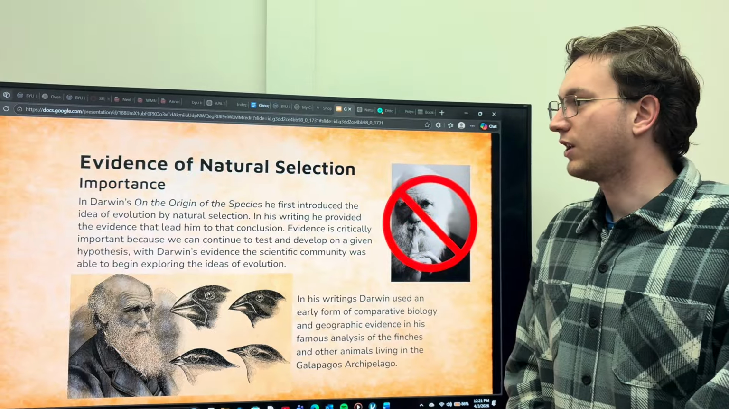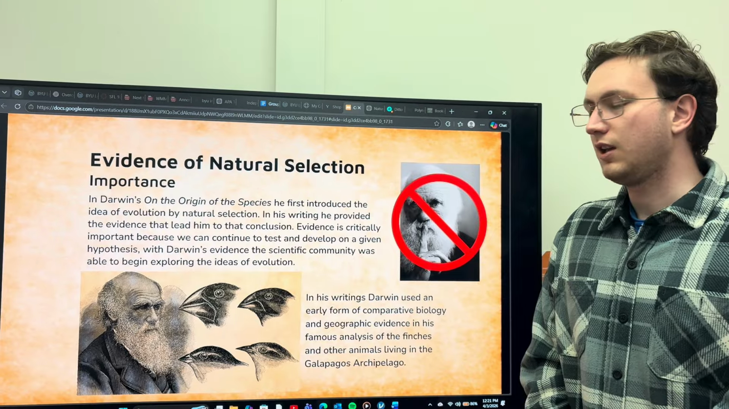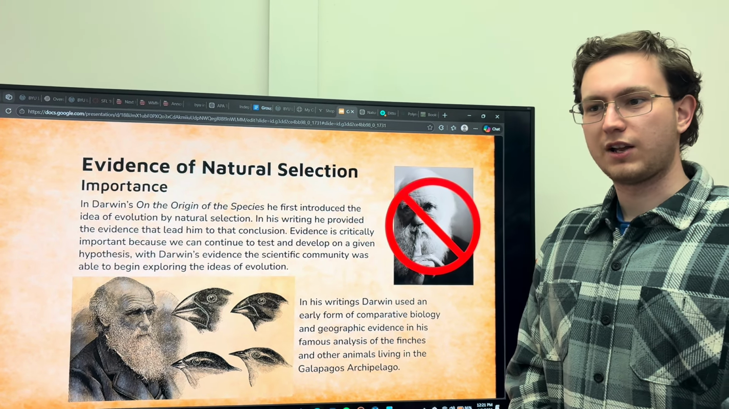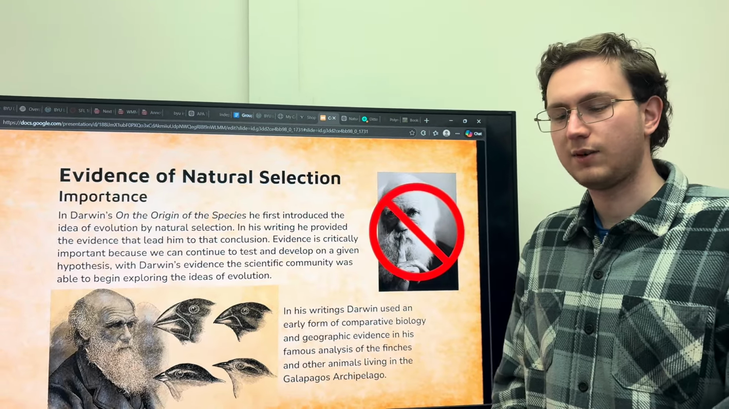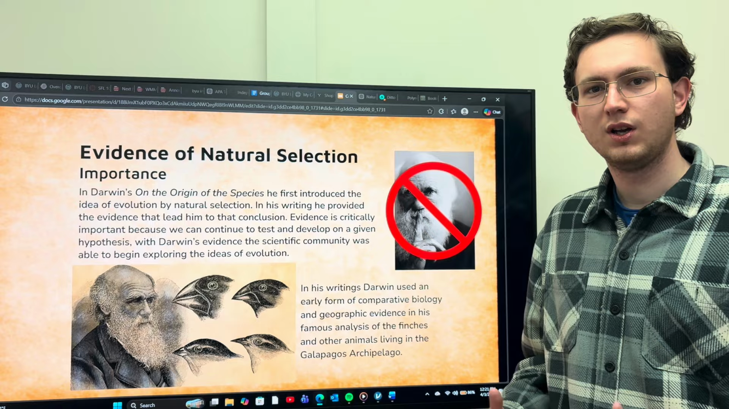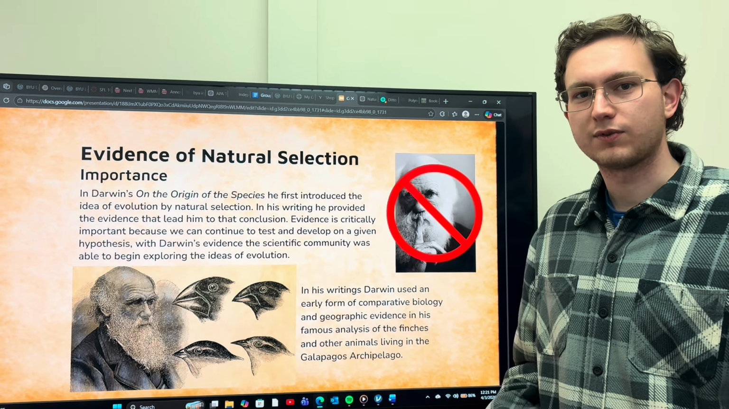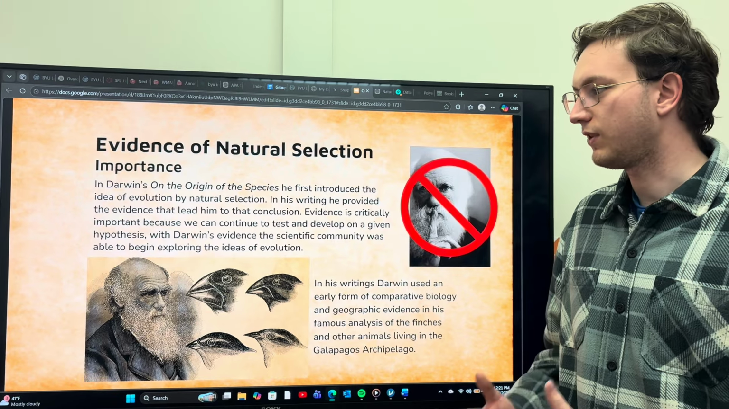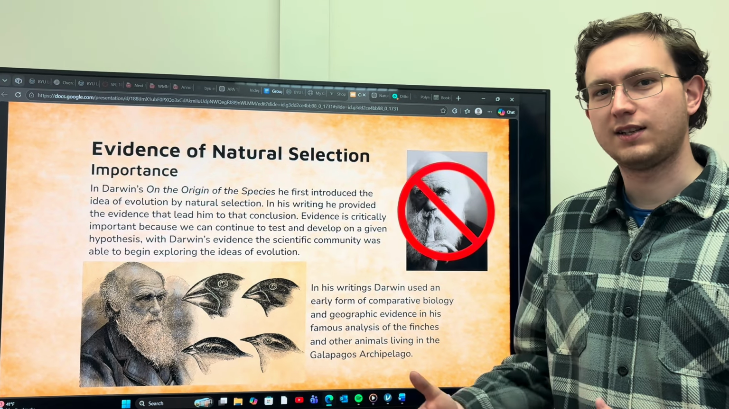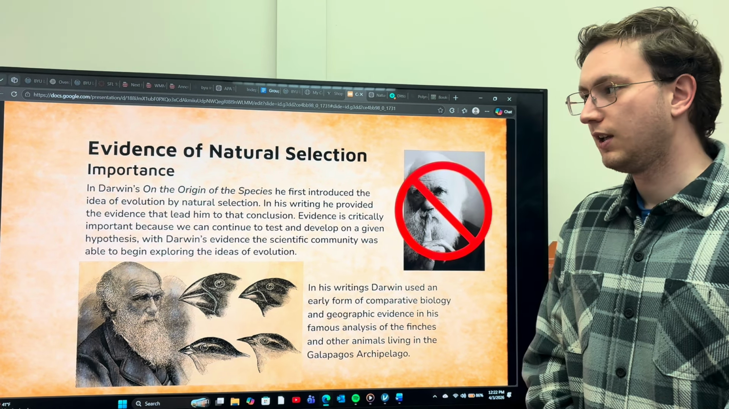So our next few slides are going to be about evidence for natural selection. The evidence is so important for natural selection, just like it is for every other scientific field, because it's through the evidence that we can test our hypotheses and show where our knowledge comes from. It's the evidence that supports the growth of our knowledge and our reasoning, and it allows future scientists to test what we've learned and claimed.